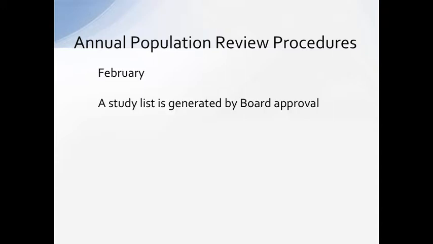The boundary and population review procedures are a set of procedures followed by the Board of Education and Administration to review school boundary and population issues. The procedures are designed to provide public input at various stages during the process. The process begins with the development of a study list in February.